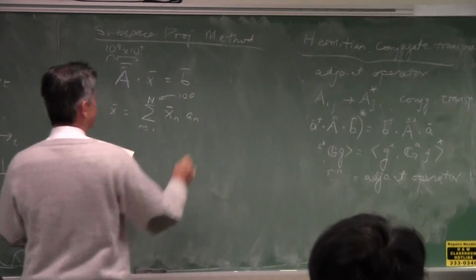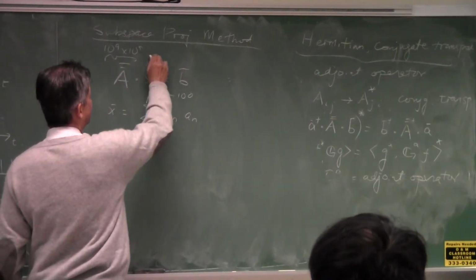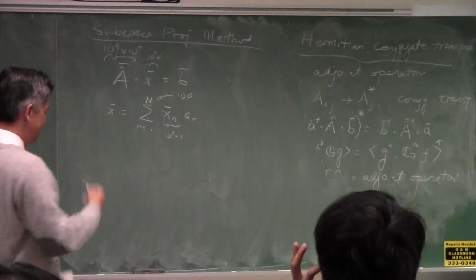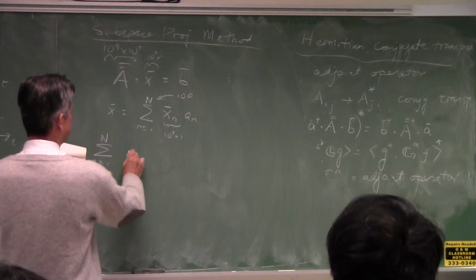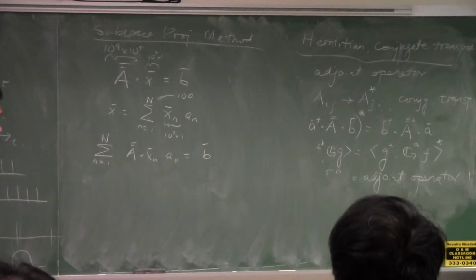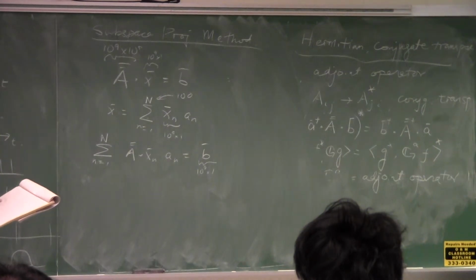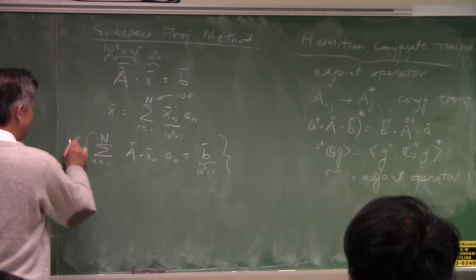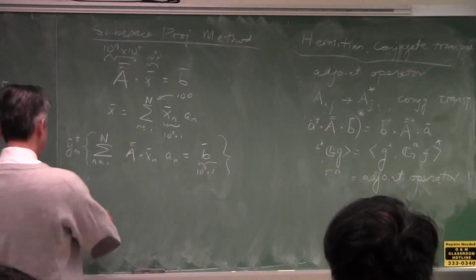This is maybe 100, okay, instead of a billion. But this is still a billion by 1. I substitute that into the above. Okay, I get a new system, A times X_N a_N is equal to b. This is still a billion by 1. And then the next thing I do is to test this equation with another vector which is also very large, so a billion by 1 still. And then if I do that, I have a new system.